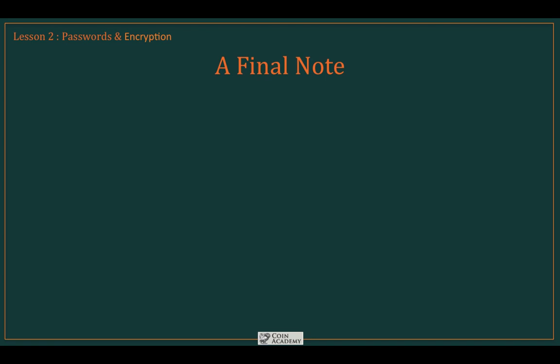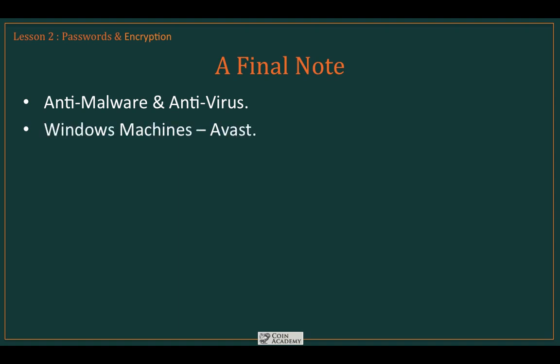One final note in this lesson, and that is anti-malware and antivirus. Now, we haven't talked about it up to this point because I would hope that by this point in time everyone is running antivirus solutions on their machine. The world's gotten too risky to not do this. But if for some reason you aren't, or you're unhappy with the ones you have, here are a couple of recommendations. For Windows machines, we recommend Avast.